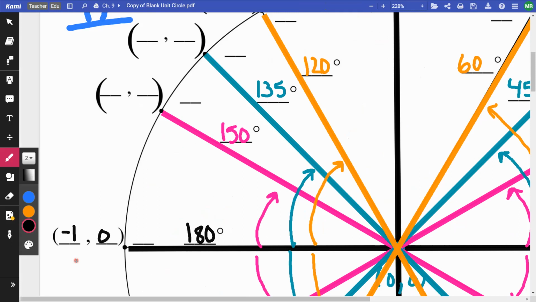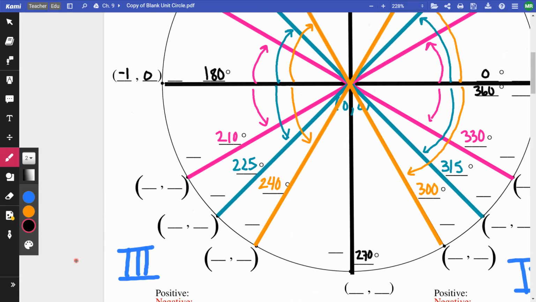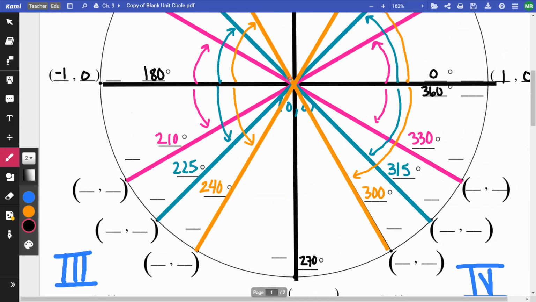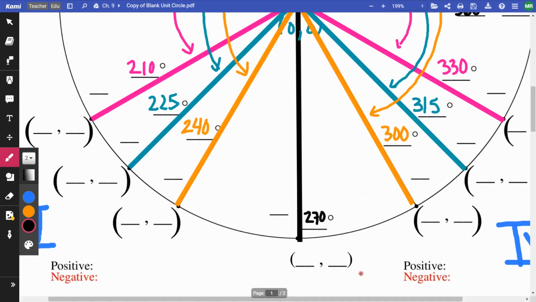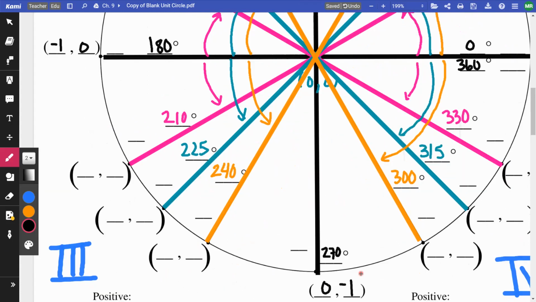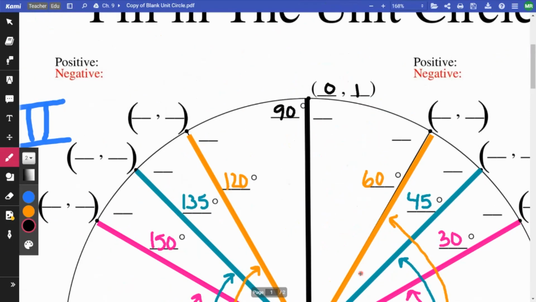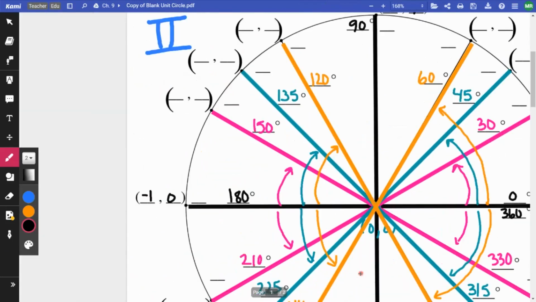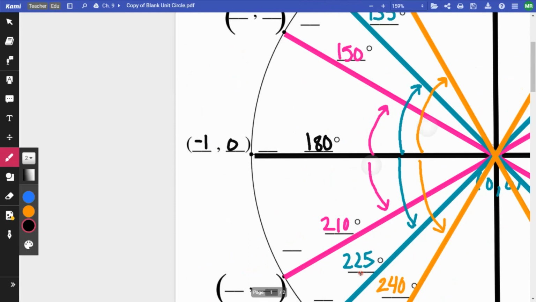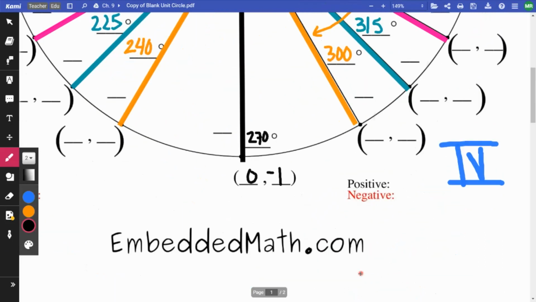On the down at 270 degrees, I'm going to be at 0, negative 1. So this is going to be 0, negative 1. Okay, so 1, 0, 0, 1, negative 1, 0, 0, negative 1.